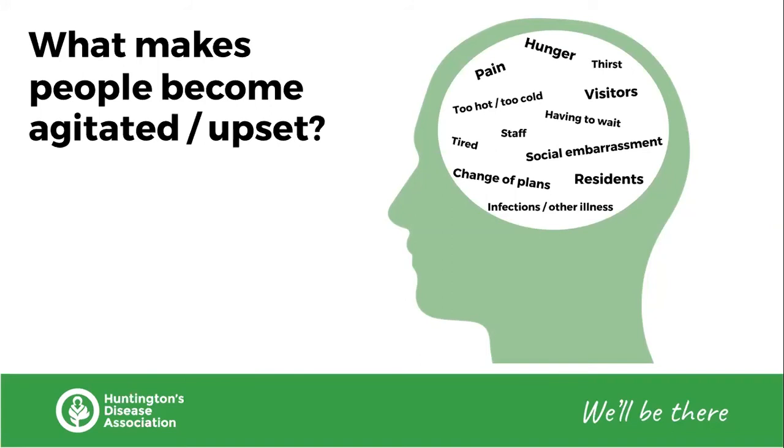And also this one at the bottom, perhaps one of the most important ones, is has someone got an infection or is there another illness going on? If someone goes downhill quite suddenly, it's really important to go and see the GP and check, is there any sign of urine infection or chest infection? Those things will have an impact, and the person might not be able to tell you that they're feeling a bit under par with an illness.